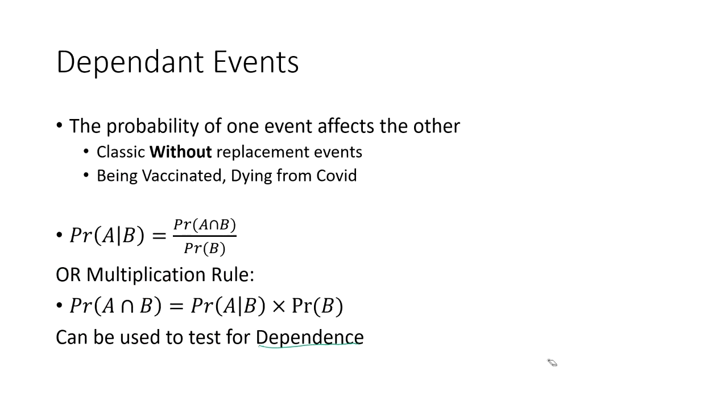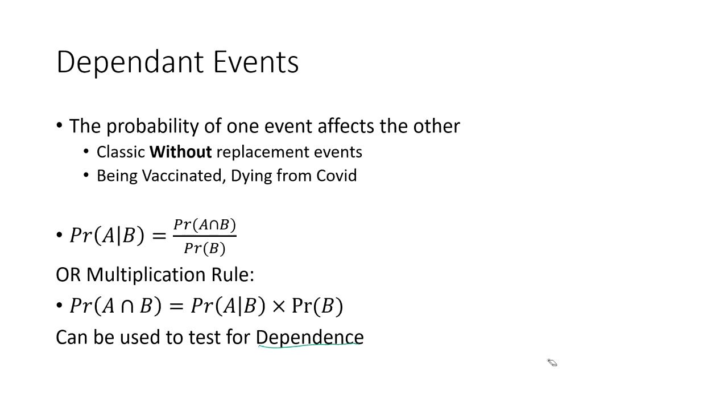For dependent events, the probability of one event affects the probability of the next event. These are the classic without replacement events. So selecting two cards from a deck of cards without replacing in between, that's a dependent event. Or it could be something like being vaccinated and dying from COVID. Whether you're vaccinated or not affects the probability of whether you will die or not. So they're dependent events.